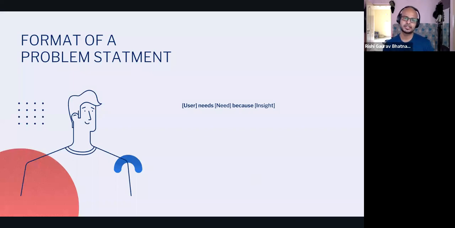We'll walk a little bit into the details, but I would like for you to just think about this for a few seconds, that the problem statement is going to be quite simple. We just have to go deeper into 3 aspects. Who's the user? What are their needs? What is the insight? Now I'll walk you through details of what a user means, what a need means, what an insight means. Meanwhile, if you have any questions, please keep putting them down in the chat box.